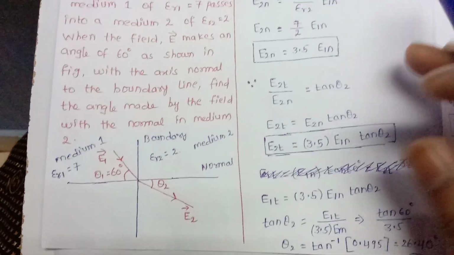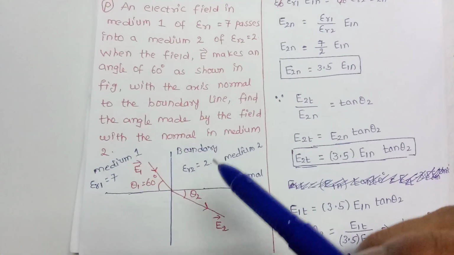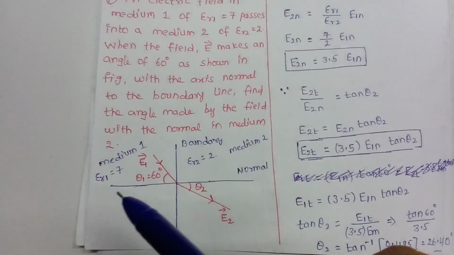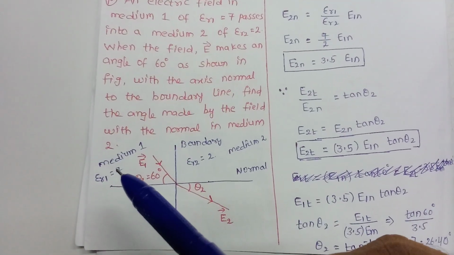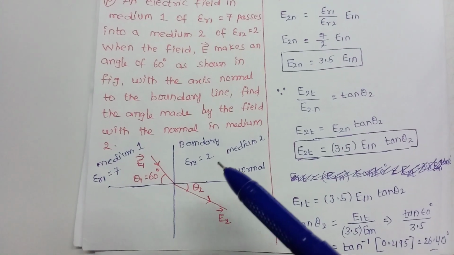Now, I am going to use the law of refraction here. Since it is a dielectric to dielectric boundary, it is the boundary they have given, and this is the normal one. This is medium 1, this is medium 2. Here epsilon r1 is equal to 7, epsilon r2 is equal to 2.